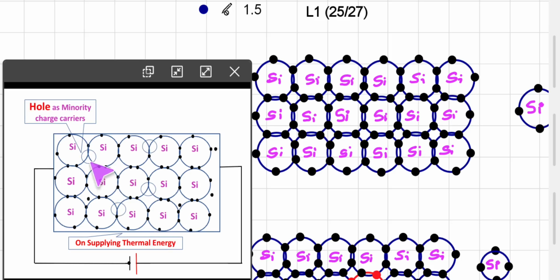So when due to thermal energy the electrons are freed, the space in which the electron was now is treated as a hole. So remember, whatever holes and electrons are generated due to thermal energy play the role of minority carriers in a PN junction diode. That means after doping, these play the role of minority charge carriers.